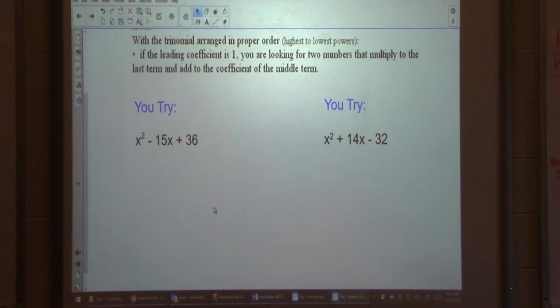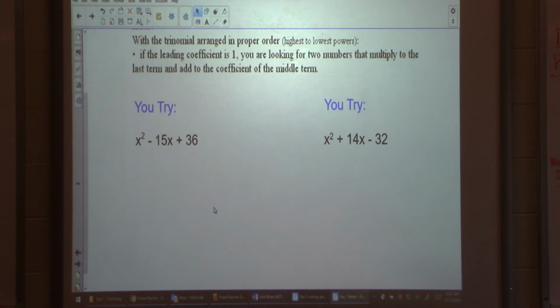Yeah, but if you multiply, so what factors of 36? So what multiplies to 36 that would add the negative 15? That's what we're looking for. Sometimes it's easier for you to write out the factors. It might make it a little bit easier.